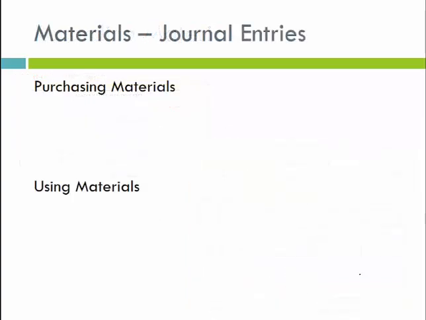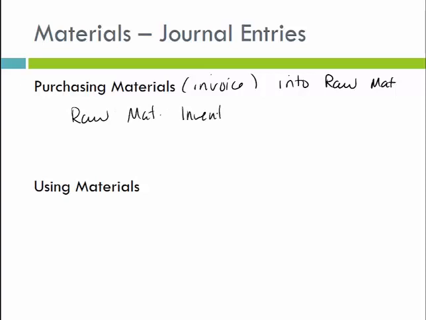Okay, now the journal entries that go with this. When I purchase raw materials, the document that generates this would be an invoice. This is stuff that's going into raw materials. So I would debit raw materials inventory because they are getting stuff, and I would credit probably accounts payable. That looks a lot like when I purchased merchandise inventory before, except now it's raw materials inventory. This would apply to both direct and indirect materials.